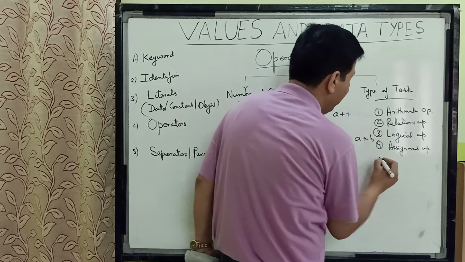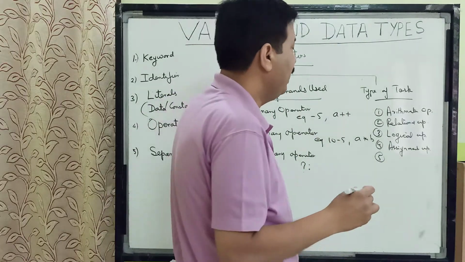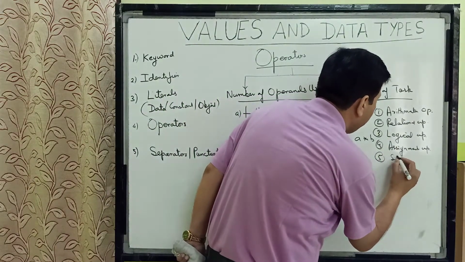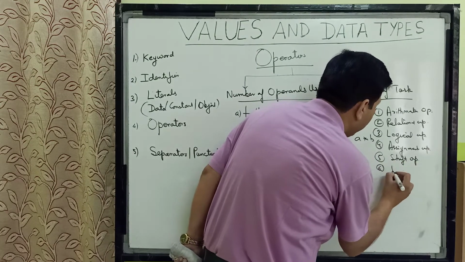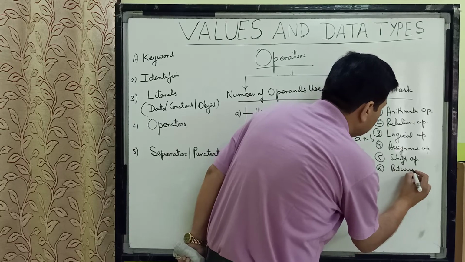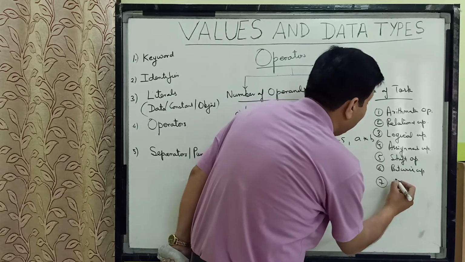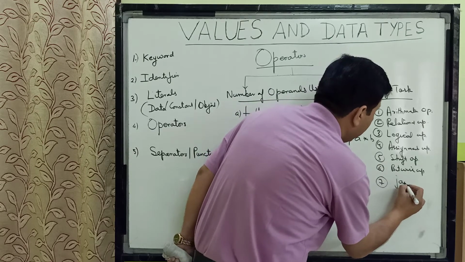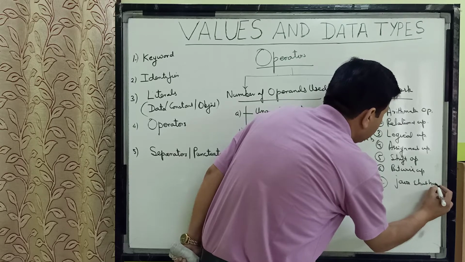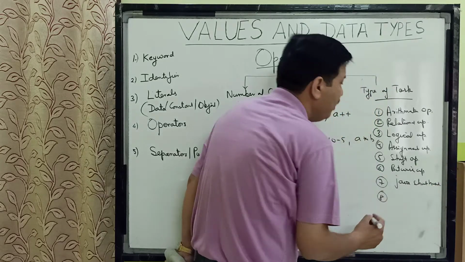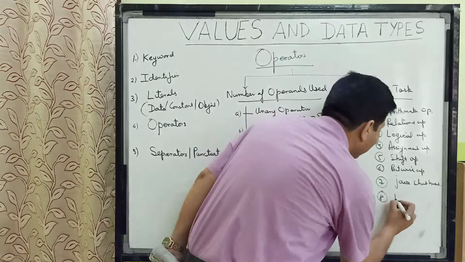Assignment means to assign a value to a variable. Then the next one is shift operator. Then we have bitwise operator. Then we have Java shorthand operator. And very important is the increment and decrement operator.